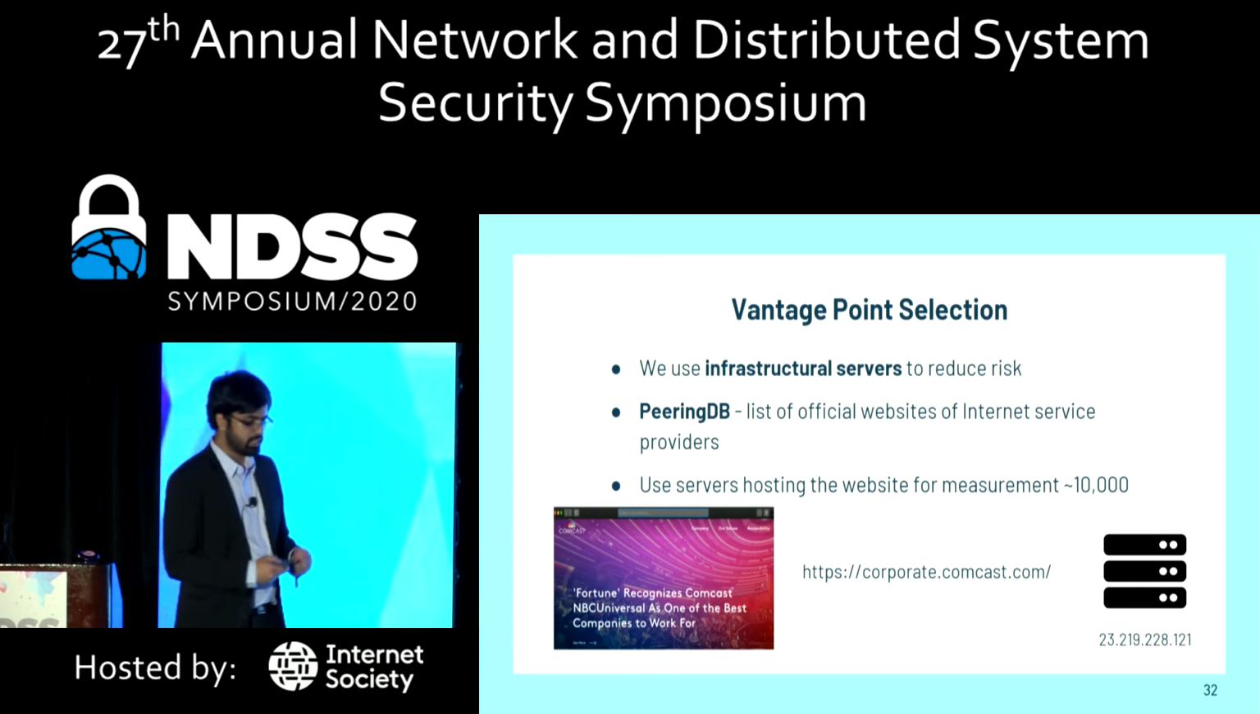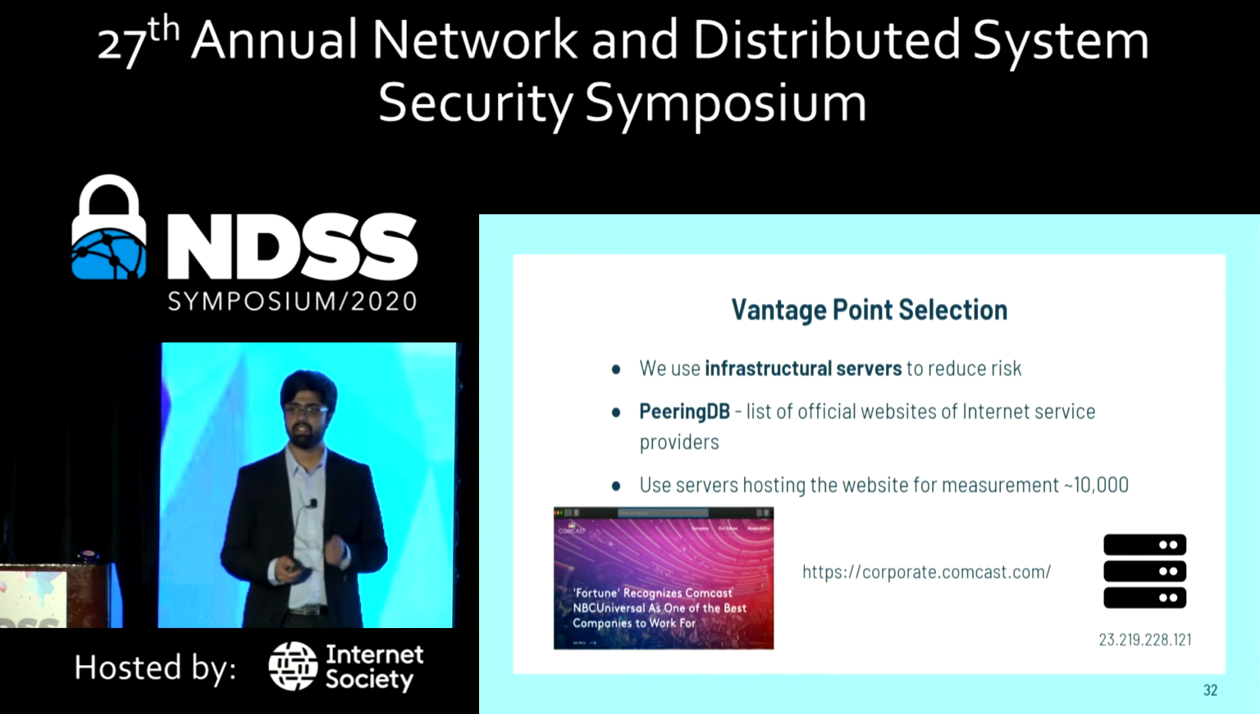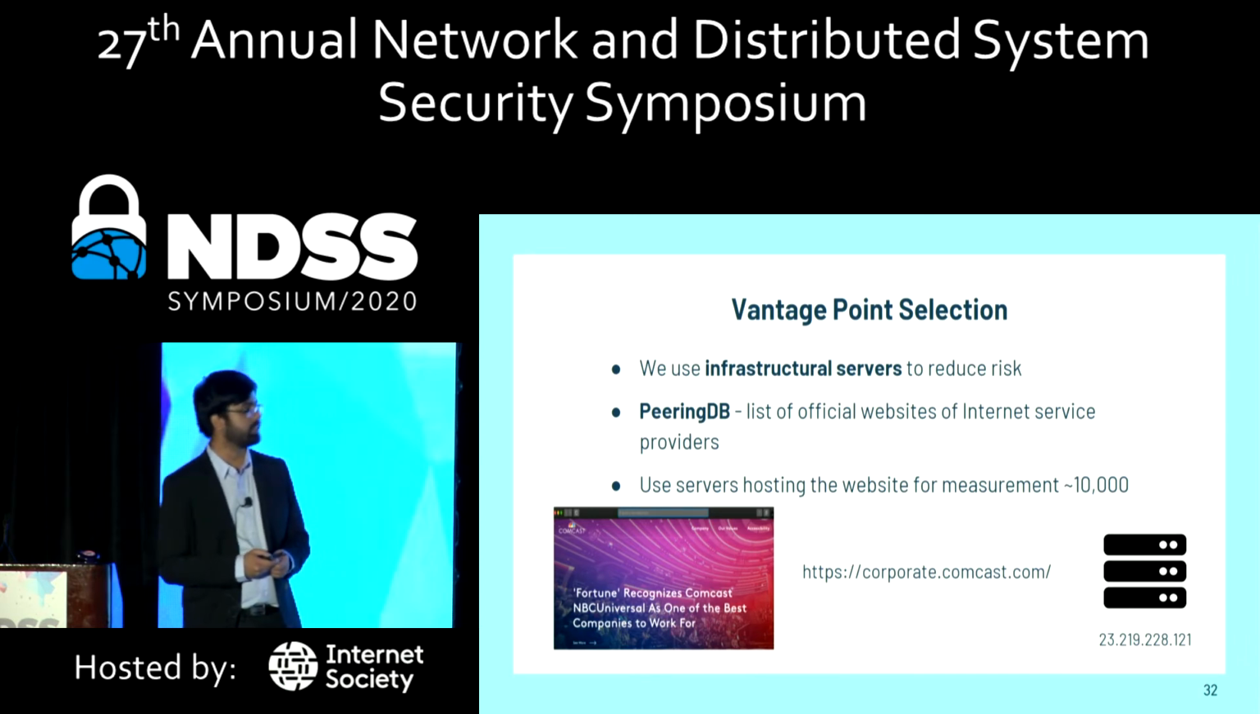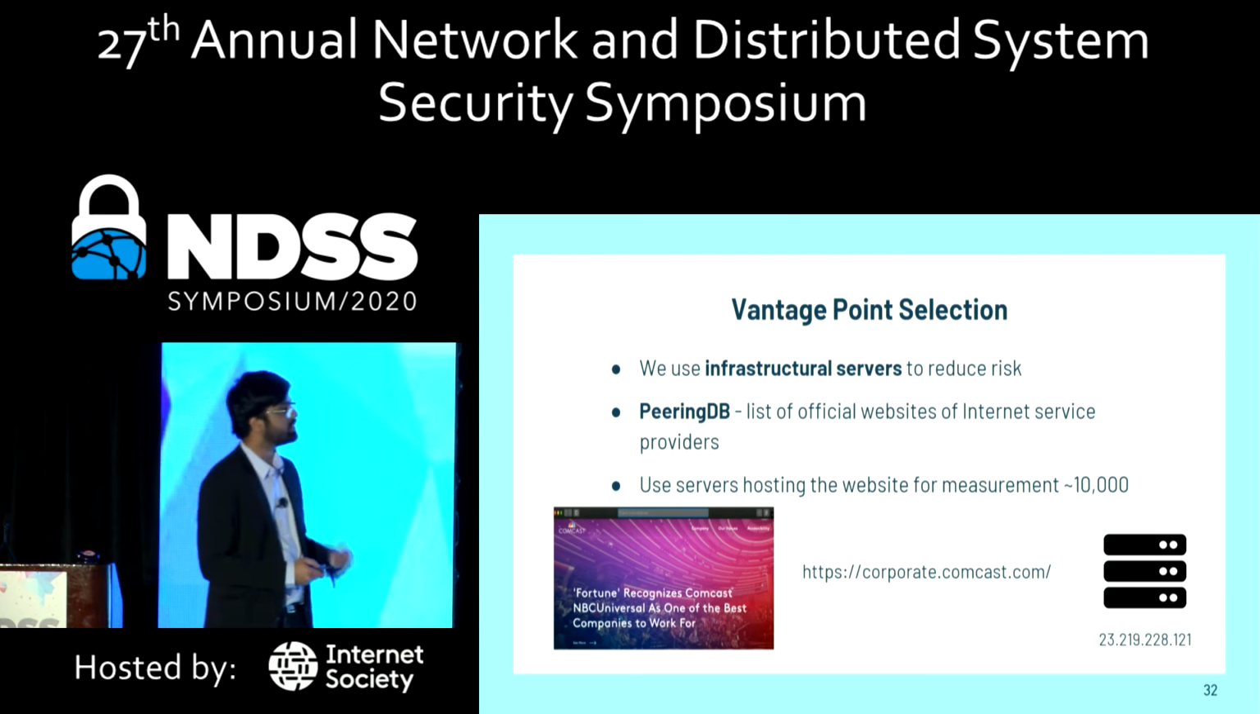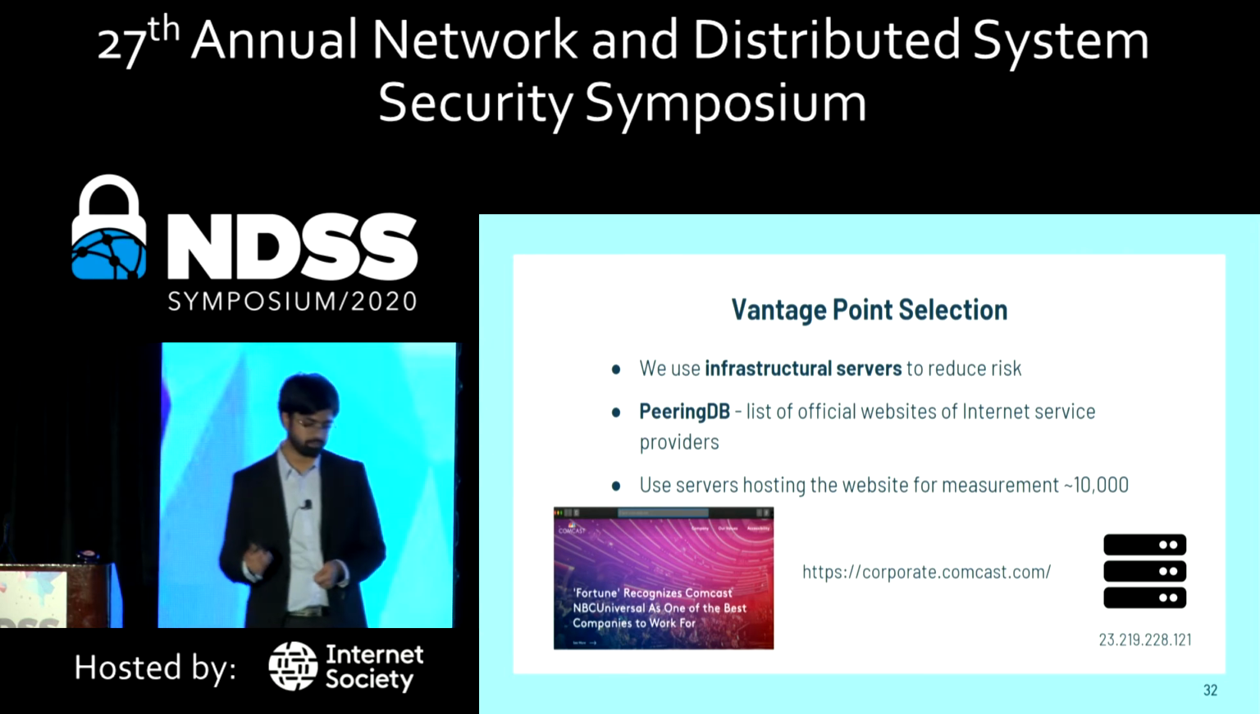Now, this step actually reduces the number of vantage points that we can use to around 10,000, but it is a necessary pruning step for reducing risk, because we expect these servers to be better able to handle our measurements because they're part of the network.